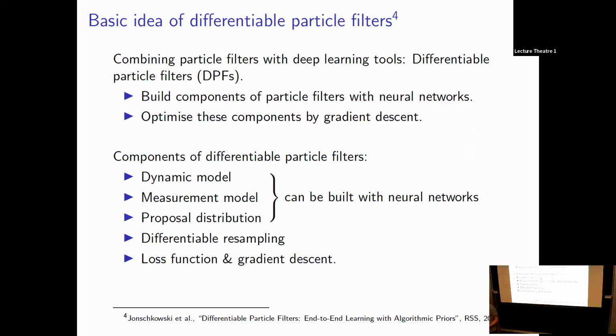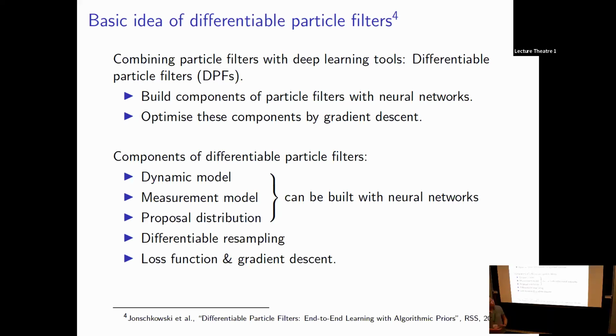So with those questions in mind, recently there has been a surge of work on differentiable particle filters. I think the term has been coined in this paper, and also there are really quite many pieces of work coming after that. So essentially, differentiable particle filters are about using neural networks for those different parts that I just talked about. So dynamic model, measurement model, and the proposal distribution.